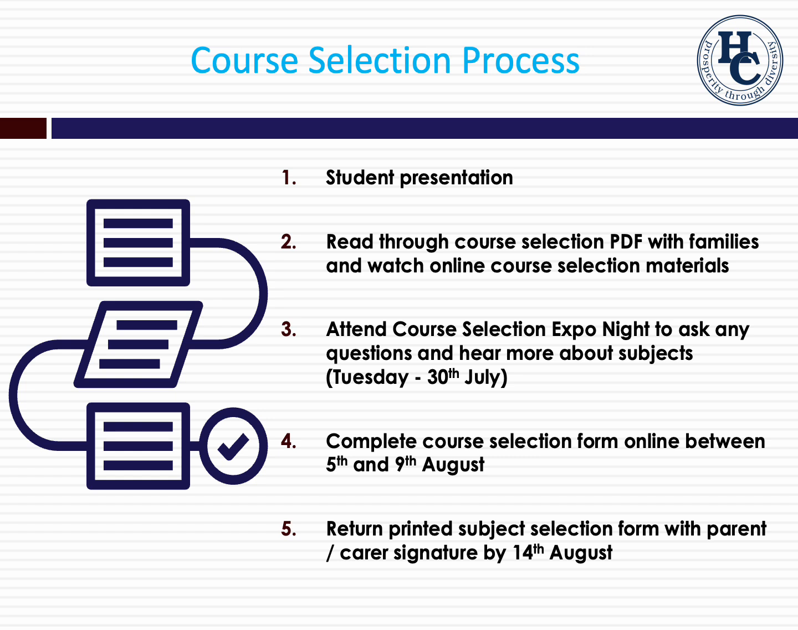On Tuesday the 30th of July at 4 p.m, there'll be a course selection expo night for you to ask any questions and hear more about the subjects that you may possibly want to pursue. On the 5th to the 9th of August, the course selection form online will open and you'll be sent an email in regards to this, and you'll have that time period to submit your application. We will then print off these forms and provide them to you on the following Monday, and you will have until the 14th of August to hand these in signed.